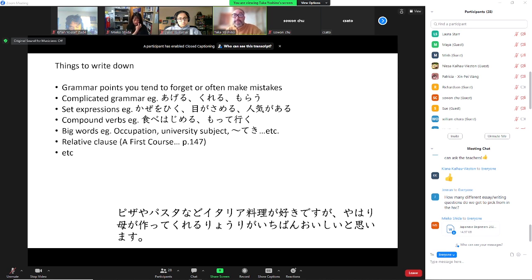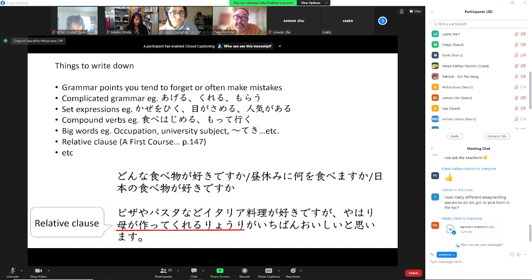Prepare one sentence. Pizza, pasta, nado Italia ryori ga suki desu ga. That means I like Italian food such as pizza and pasta, but I think the food my mom cooks me is the most delicious. Okay, say I have prepared this sentence. I can remember it and wait for any question related to food.